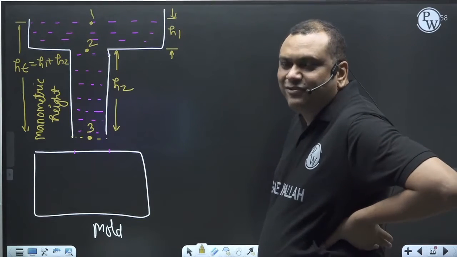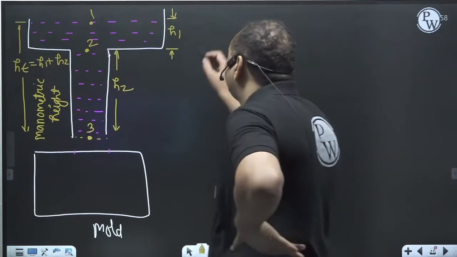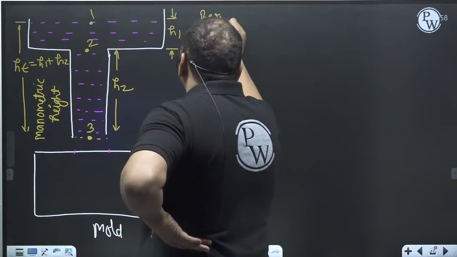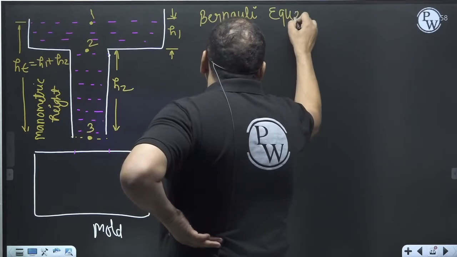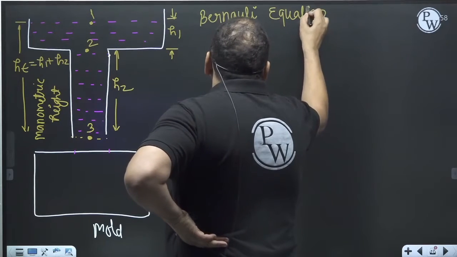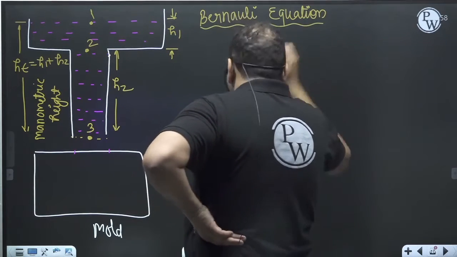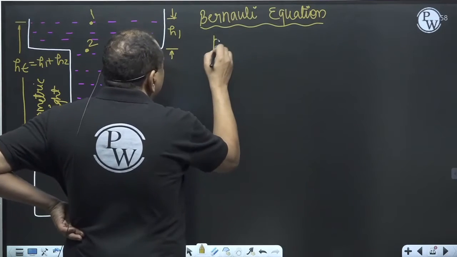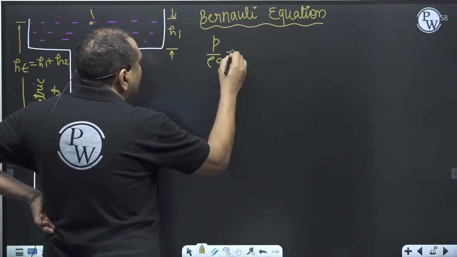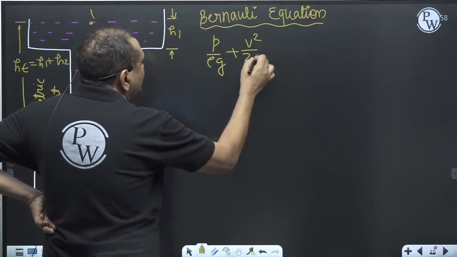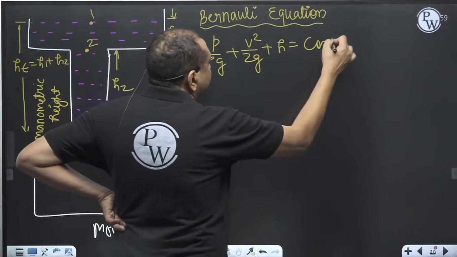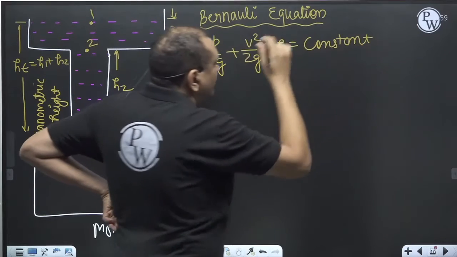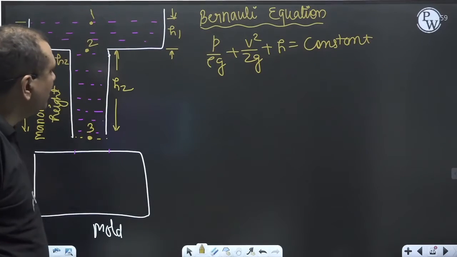Let us go to the fluid mechanics little bit. Bernoulli equation. Bernoulli equation means P by rho g plus V square by 2g plus H is equals to constant. H is nothing but Z, na? Is equals to constant.